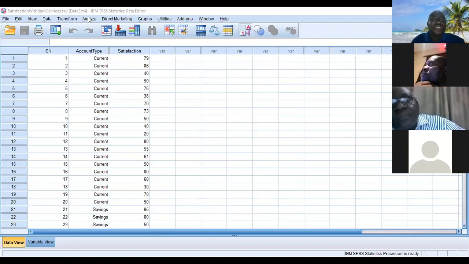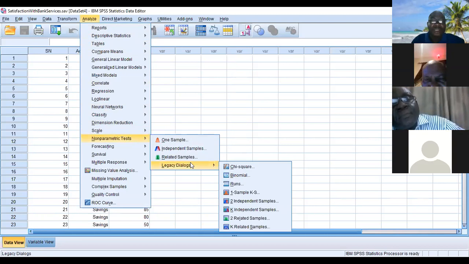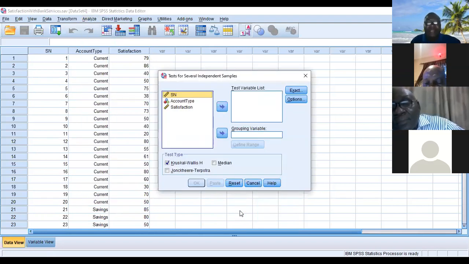So let's just go straight. Analyze, non-parametric. Now instead of two independent samples, you say K independent samples. We are dealing with two groups, but because this median test is actually for two or more, you cannot pin it down to only two. So you say K independent samples. It can be three, four, or five samples.